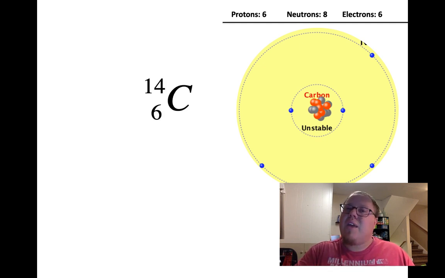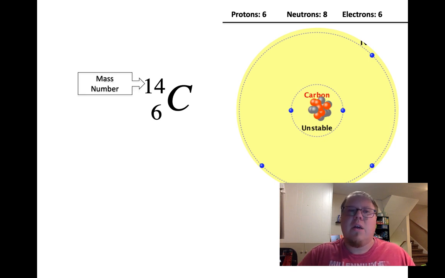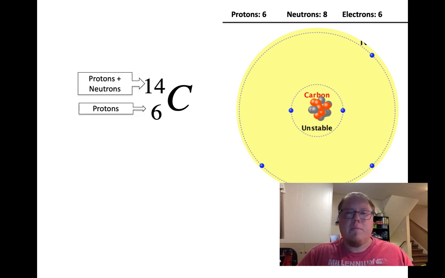So in this case, because it's got 8 neutrons and 6 protons, that adds up to 14. So the mass of this atom is 14. The mass number here would be 14. Atomic number is still 6 because it's still carbon. So protons and neutrons in this case, 14.